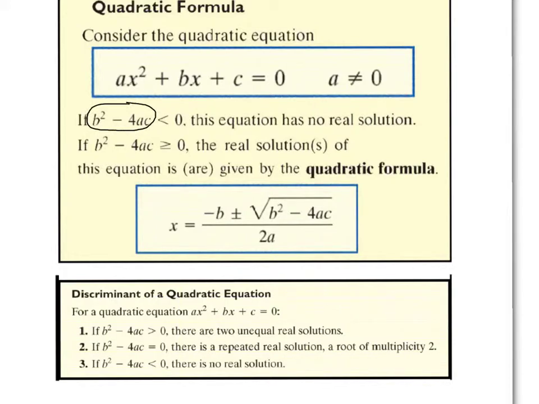We have three cases. When it's greater than 0, we're going to have two unequal real solutions. When it's equal to 0, we're going to have one solution. And when b squared minus 4ac is less than 0, we will have no solution. Well, how does it work? Let's try to analyze these solutions here.